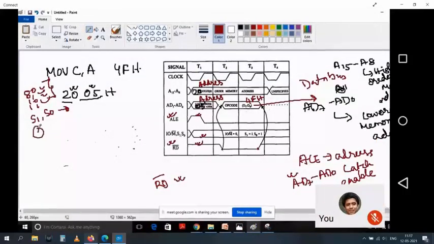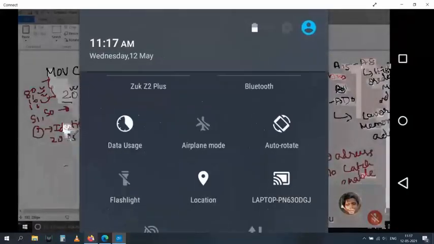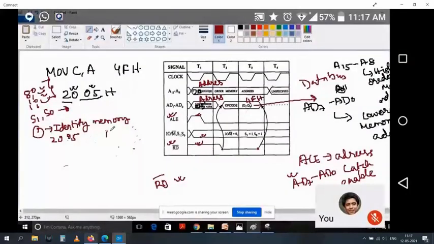The first step is to identify memory. My memory location is 2005, so I need my 16-bit address bus to identify the memory. A8 to A15 is always address. AD7 to AD0 is sometimes an address bus and sometimes a data bus.